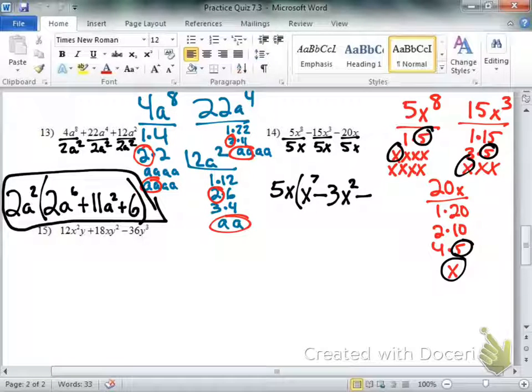What's 20 divided by 5? 4. You had an x. You're taking an x out. That's it.